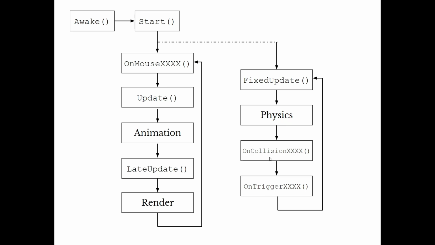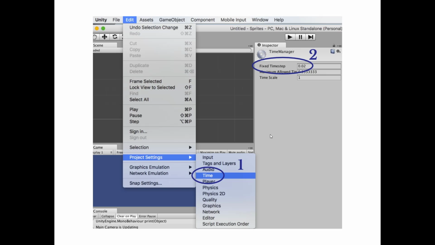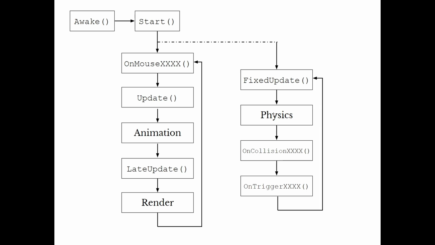Okay. So your on collisions, your on triggers, they happen as part of that loop over and over and over again. All right. So one of the things you might ask yourself is, what is that interval? The other one is frame rate. What is this interval? How often do these occur?